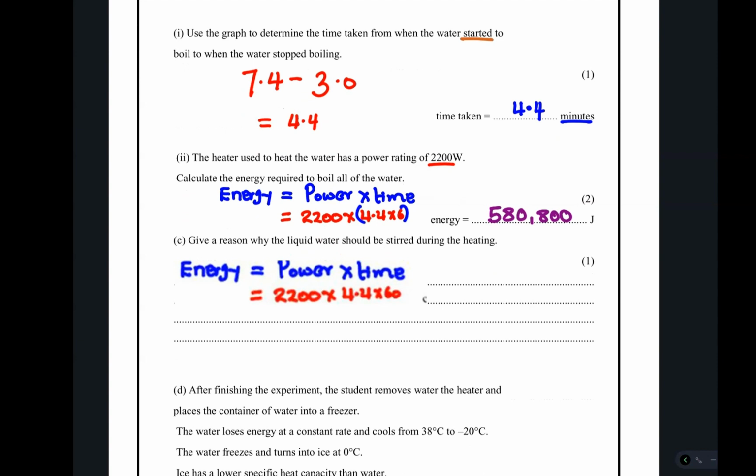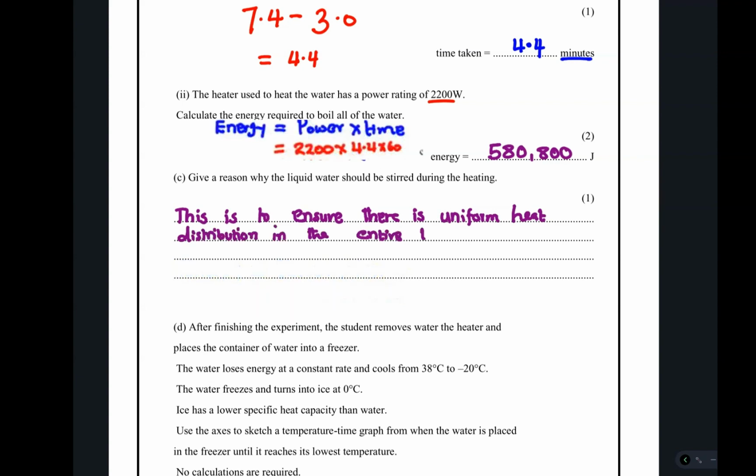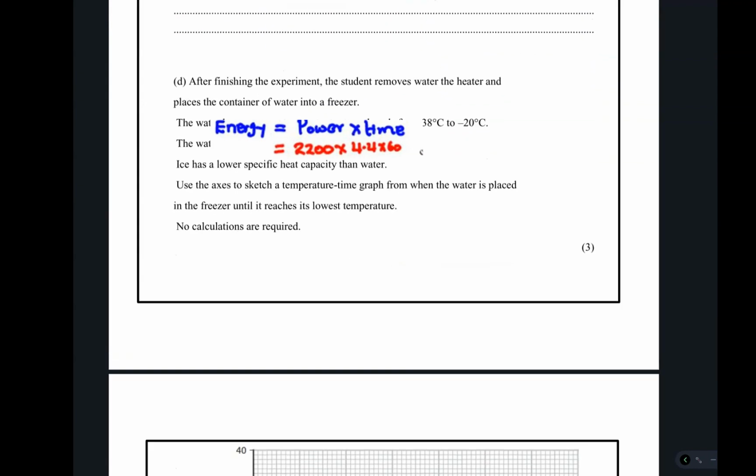Give the reason why the liquid water should be stirred during the heating. Remember, we need heat distributed throughout the entire liquid, so that when you are measuring the temperature, it gives you an accurate answer, which means you can determine that the heat has been distributed in the liquid. So in order to ensure that, we stir the liquid so that the heat is uniformly distributed throughout the liquid.